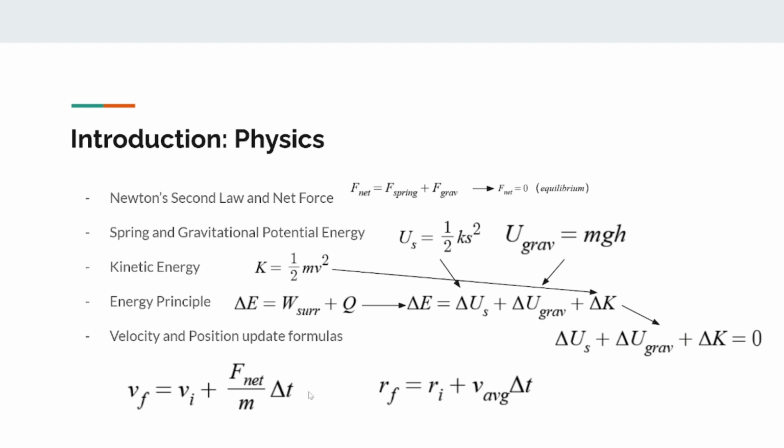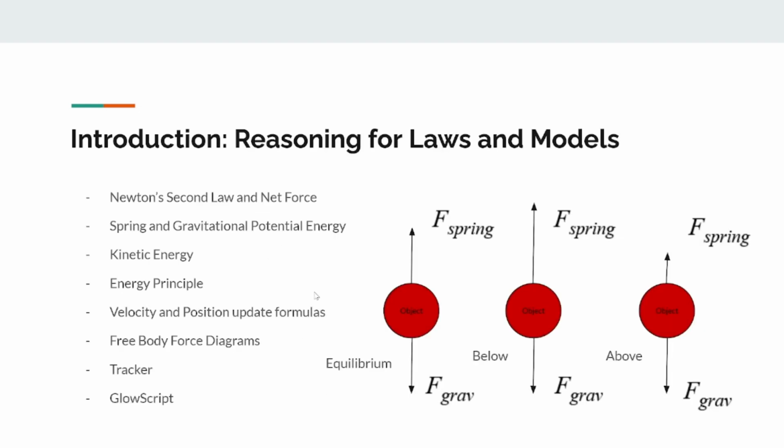We'll also be using the velocity and position update formulas to get velocities and positions at different periods of time. So the reasoning behind these laws and models: in second law net force, it is because the object has a bunch of forces acting on it. The spring and gravitational potential energies are because we have an object that has both, which we are trying to find and see the relation with other aspects of the project. We're also trying to get the kinetic energy to see the velocity of the object in certain periods of time and the total energy that it has in motion.